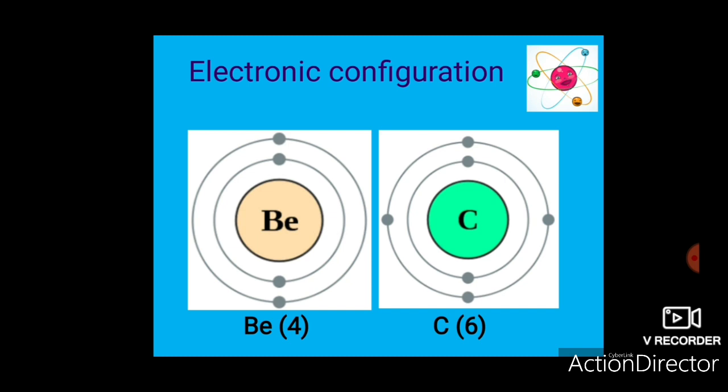Carbon, atomic number 6. So the number of electrons is also 6. The first shell will contain 2 electrons. The second shell will contain the remaining 4 electrons. This means the electronic configuration of carbon is 2,4.